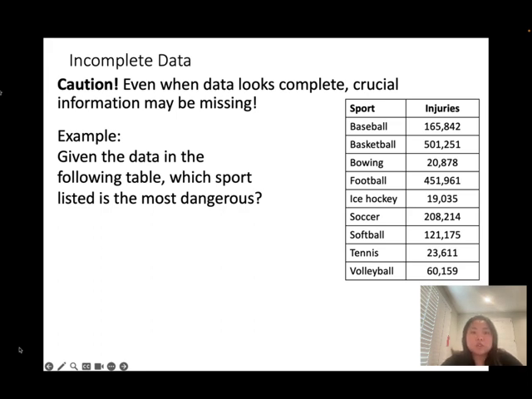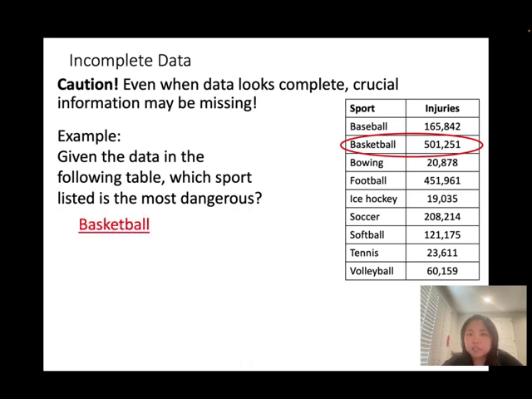Incomplete data. Caution, even when data looks complete, crucial information may be missing. For example, given the data in the following table, which sport is the most dangerous? We do have a list of the sports in here, and this is the number of the injuries. By looking at the numbers here, I would say basketball will be the most dangerous sport, right? If I only look at the numbers in here.